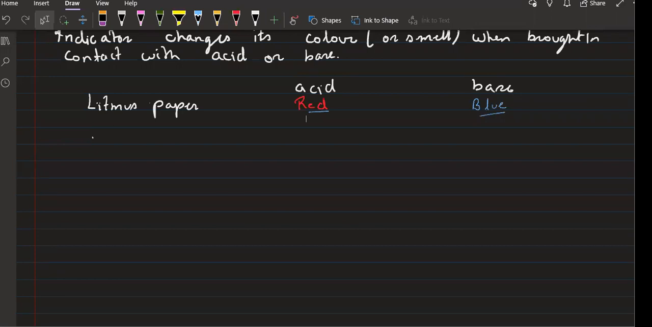Ragini, it depends on which acid or which base you are talking about. Both are harmful. Generally, acids are more harmful, but both are corrosive.